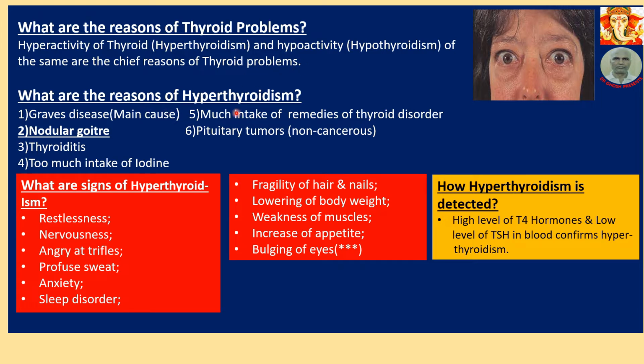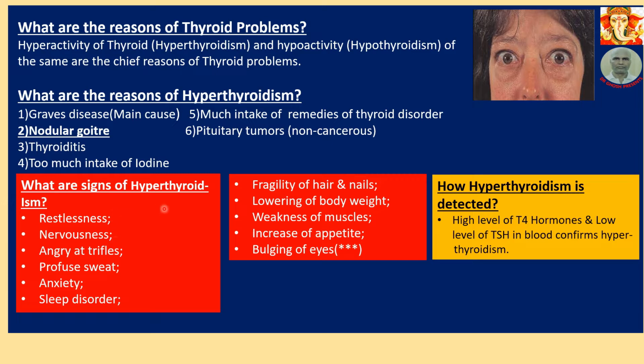What are the reasons of hyperthyroidism? Number 1, Graves' disease, the main cause. Number 2, nodular goiter. Number 3, thyroiditis, that is inflammation of the thyroid. Too much intake of iodine. Too much intake of remedies for thyroid disorder. Pituitary tumors, non-cancerous. These are the reasons.